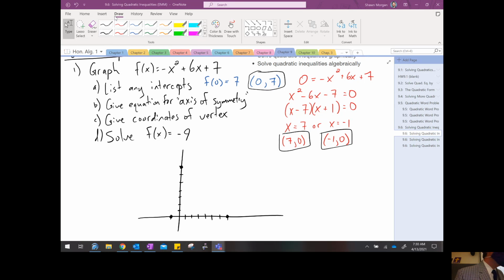Jake is absolutely right. Split the difference between the x-intercepts. You've already found the x-intercepts, right? Joe, what's the distance between those two x-intercepts? How far apart are they? They are 8 units apart. So if I split that in half, I get 4. So my axis of symmetry must be at x equals 4, right?